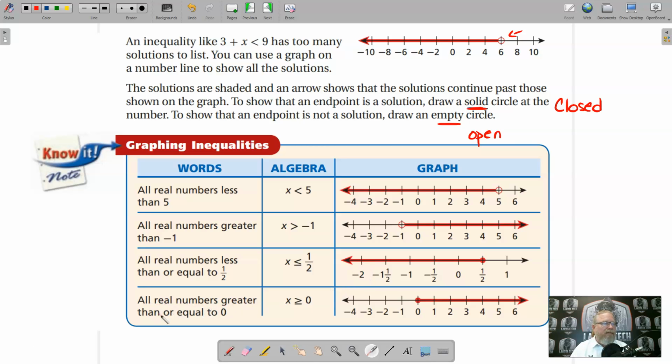Next, we have all real numbers greater than or equal to 0. So x is greater than or equal to 0. Find 0 on the number line. Here it is. It can be equal to 0, so 0 is a solution. So let's use a closed dot. And everything greater than 0 is to the right of 0 on the number line. And again, highlight the arrow so that we know that all the values greater than 6 are also solutions to this inequality of x is greater than or equal to 0.